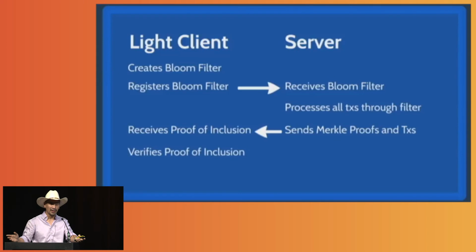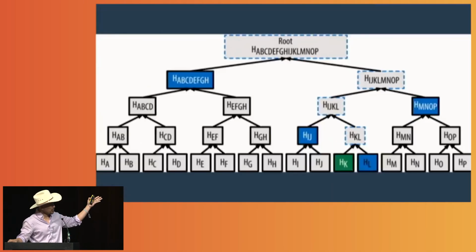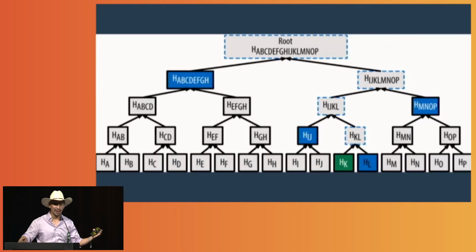They can verify it because the Merkle root is in the block header. A Merkle proof looks something like this. If you imagine HK as the thing being proved, all you need are the blue boxes here, and then you can go all the way up to the Merkle root. You combine HK and HL to get HKL, you combine HIJ and HKL to get HIJKL, and so on until you get the Merkle root. You check that it is the same as the Merkle root in your block header, and that's your proof right there.